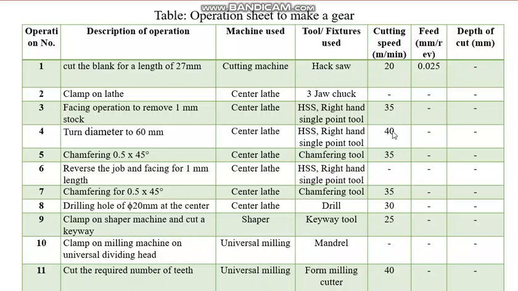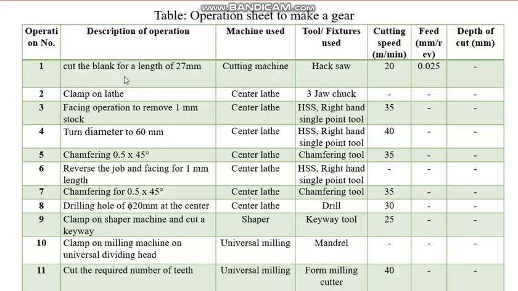The cutting speed in meters per minute can be mentioned here. The feed, in millimeters per revolution, can be mentioned in this column, and the depth of cut. Here everything is put as a dash, but the depth of cut also can be given. If he is a very highly skilled worker, it may not be necessary, but there is a place where you can give it. Now let us see the operations.